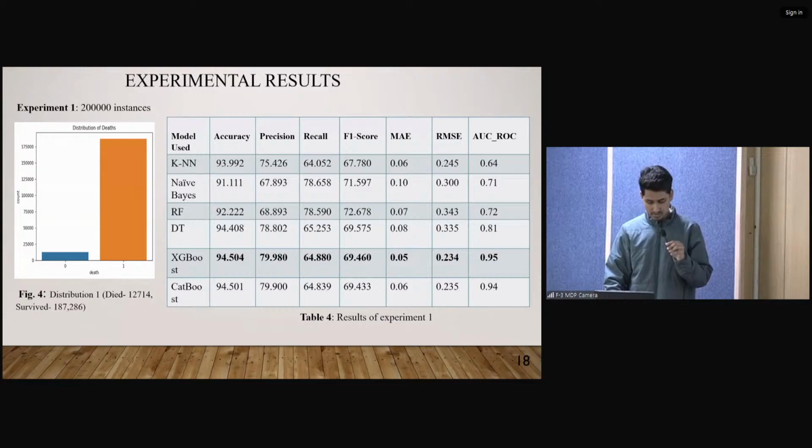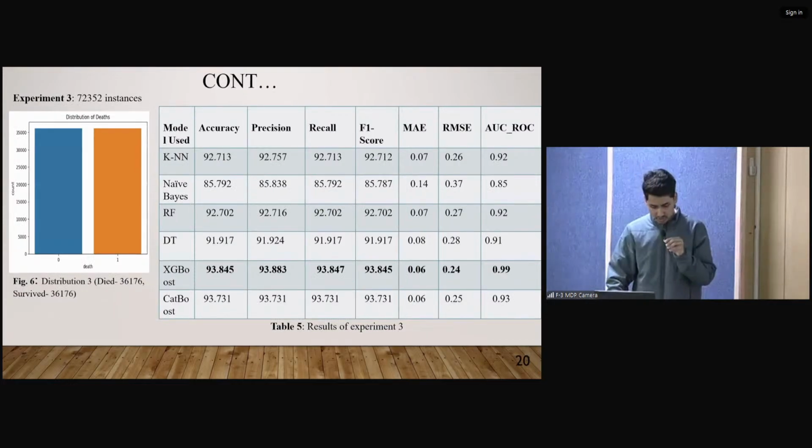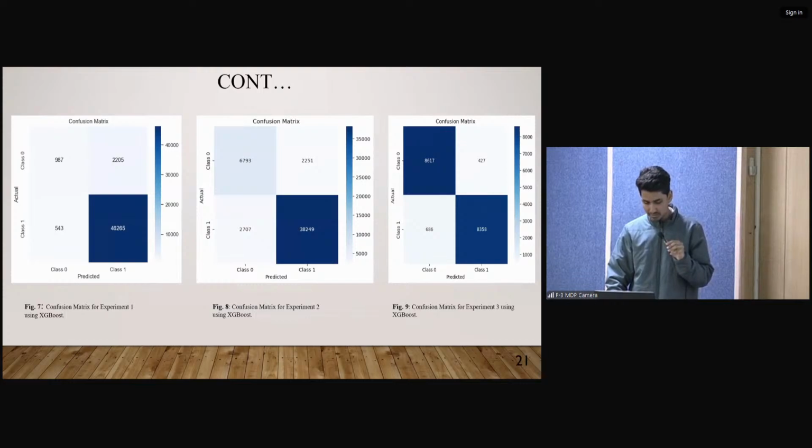These are my results for distribution 1, experiment 1. XGBoost performed better in terms of accuracy, precision, recall, F1 score, mean absolute error, root mean square error, AUC, and ROC. Similarly, in experiment 2, on distribution 2, XGBoost again performed well in terms of precision, recall, and F1 score, which were not given in earlier studies. In distribution 3, again XGBoost performed better, and in the last distribution I gained an AUC ROC of 0.99. This is the confusion matrix for these experiments.